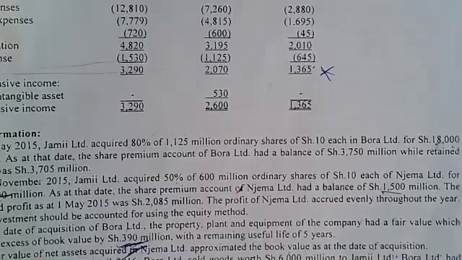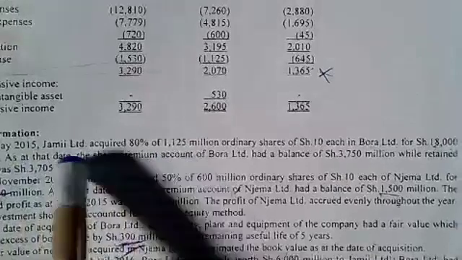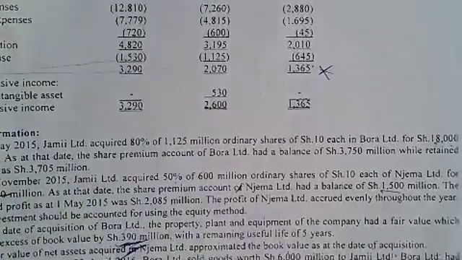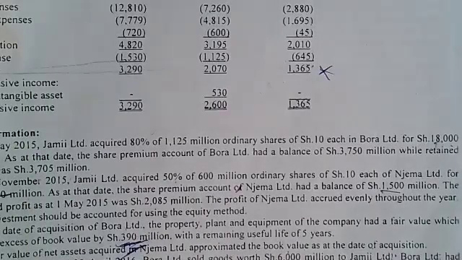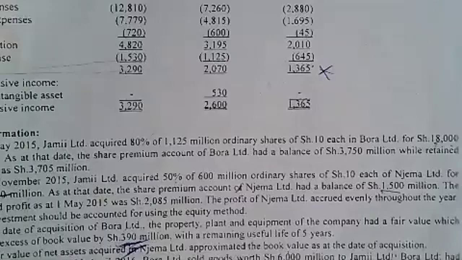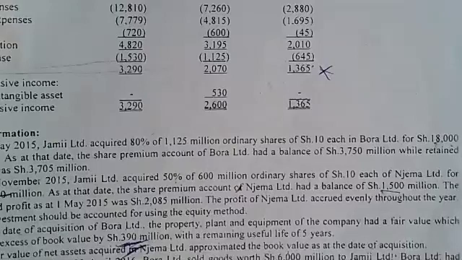That is why they said as at that date, in our second sentence, 1st May 2015, share premium was 3,750, retained profit was 3,705. That is okay. It was as at the date of acquisition, 1st May 2015. So the retained earnings is okay when I do goodwill. Number 2, on 1st November 2015, Jamii Limited acquired 50% of 600 million ordinary shares of shillings 10 each of Njema for shillings 6,300 million. Let me explain that.